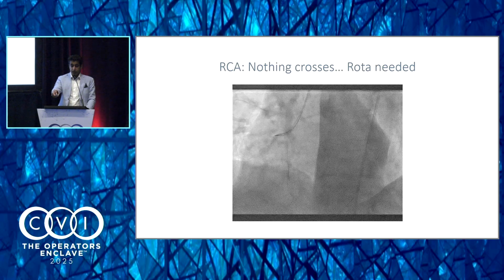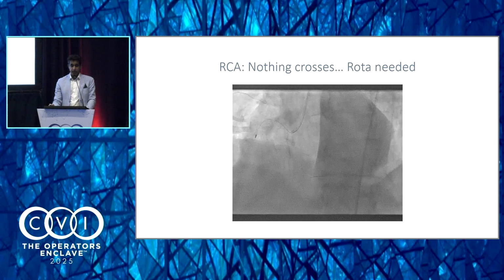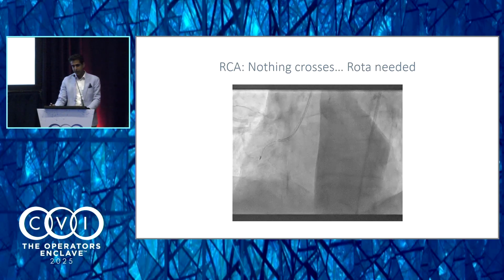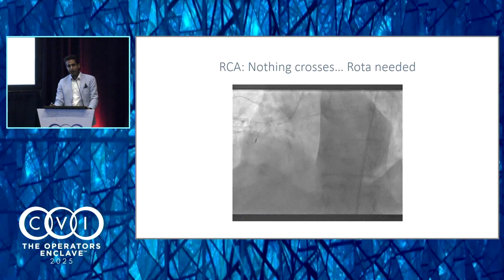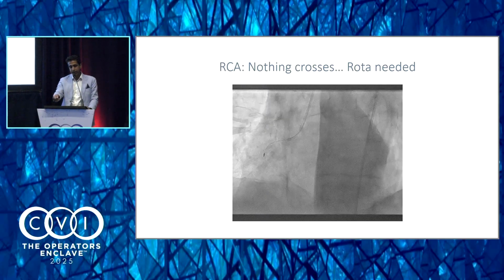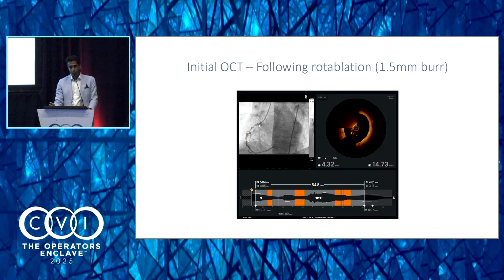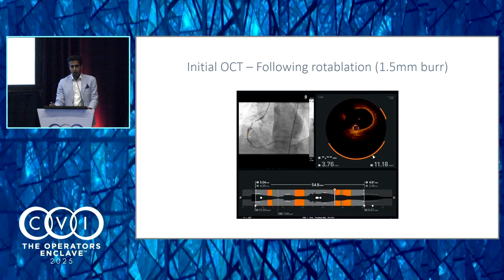Okay, let's move to the next case. So this is an RCA lesion. Actually, I forgot to insert the first image here, but heavily calcified, needed rota, nothing crossed. And what you can see, this is the OCT run, is heavily calcified. Orange shows you calcium on ultrasound, and it's really circumferential calcium with some nodules as well. So the question is what to do next.